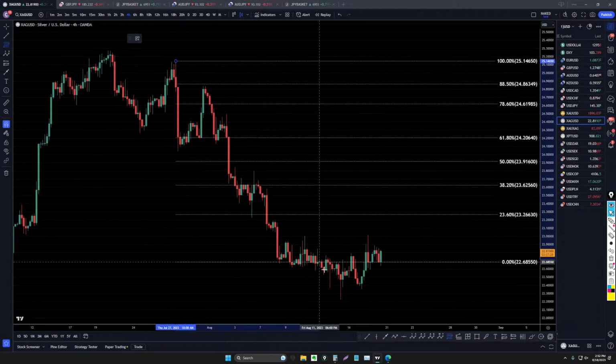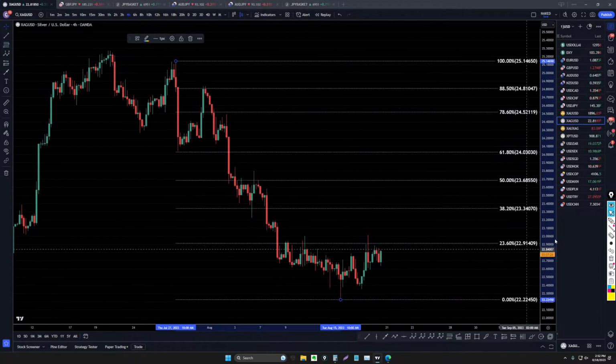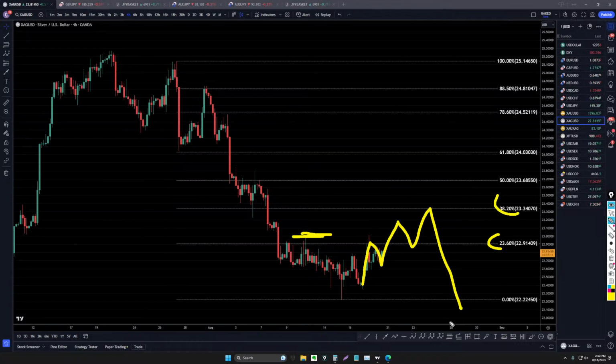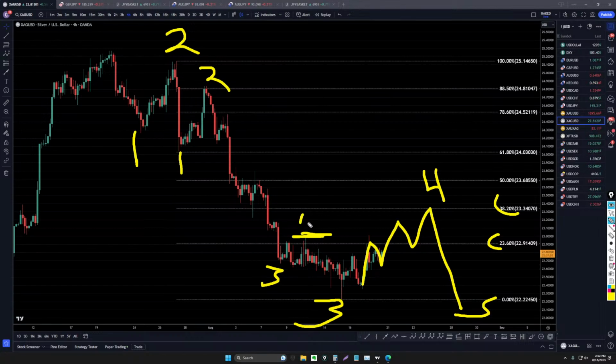So for a wave 4, we should measure the whole wave 3, and we're probably going to go to the 38%. Maybe not. I mean, this 23% could definitely hold too, but most likely it's going to take out this high, so probably going to look something like that and then go down again. 38% fib, wave 4, wave 5, wave 3, wave 1, wave 2. And then inside the wave 3, you can see the 1, 2, 3, 4, and 5 of wave 3.